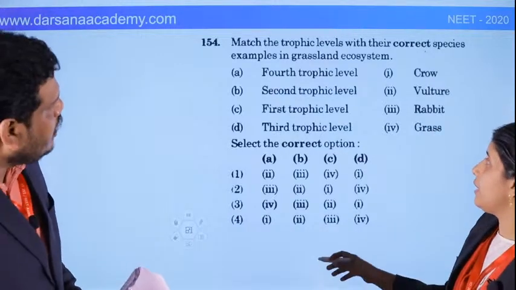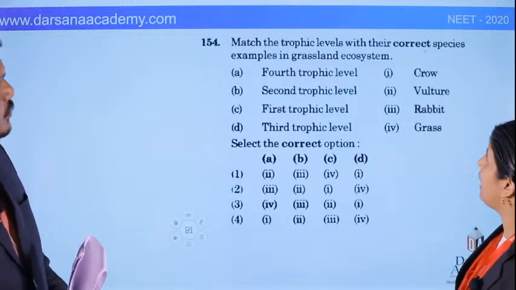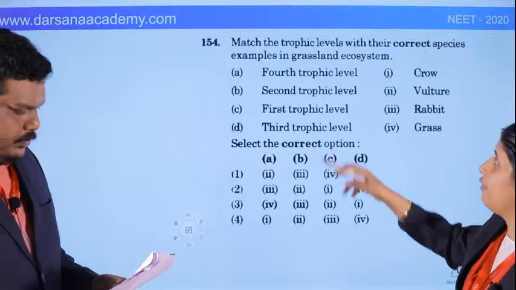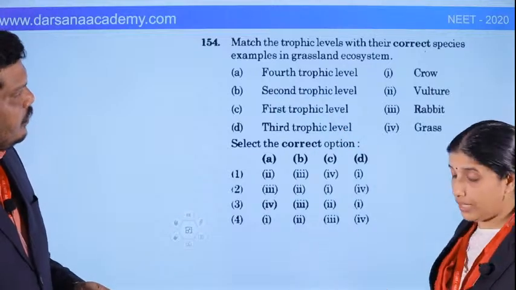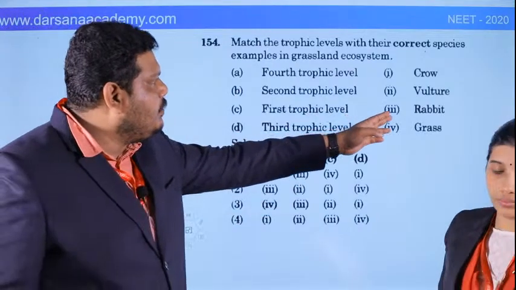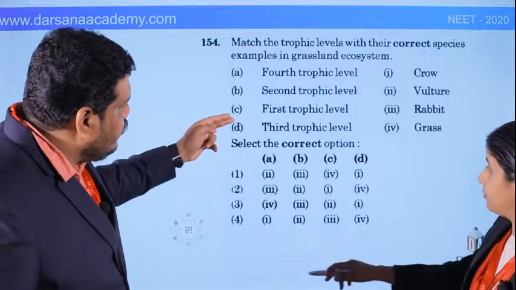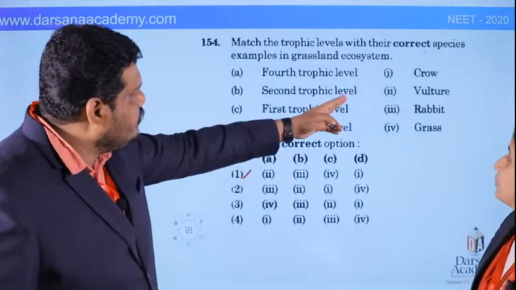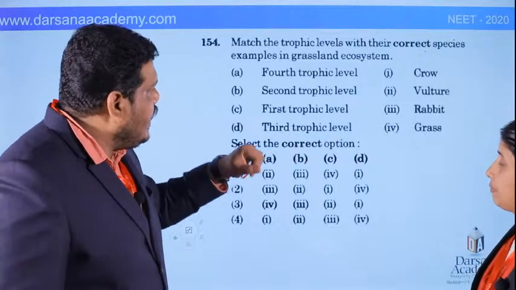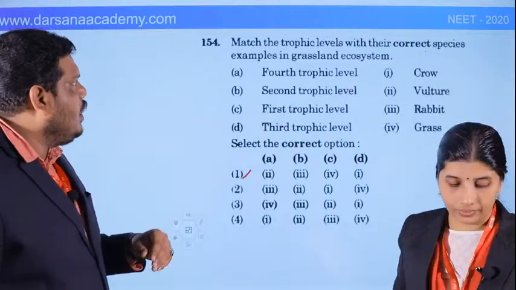So, yes, that is from ecosystem, right? 154. And what about this? Match the trophic levels with their correct species examples in a grassland ecosystem. Fourth trophic level, we can see that. What's the answer? Our answer should be the fourth trophic level from the vultures. You can see the vulture is the fourth trophic level. Second trophic level is from 3. You can see rabbit. And the first trophic level, you can see the grass. And third trophic level, you can see the crow. Option number 1 is the answer.